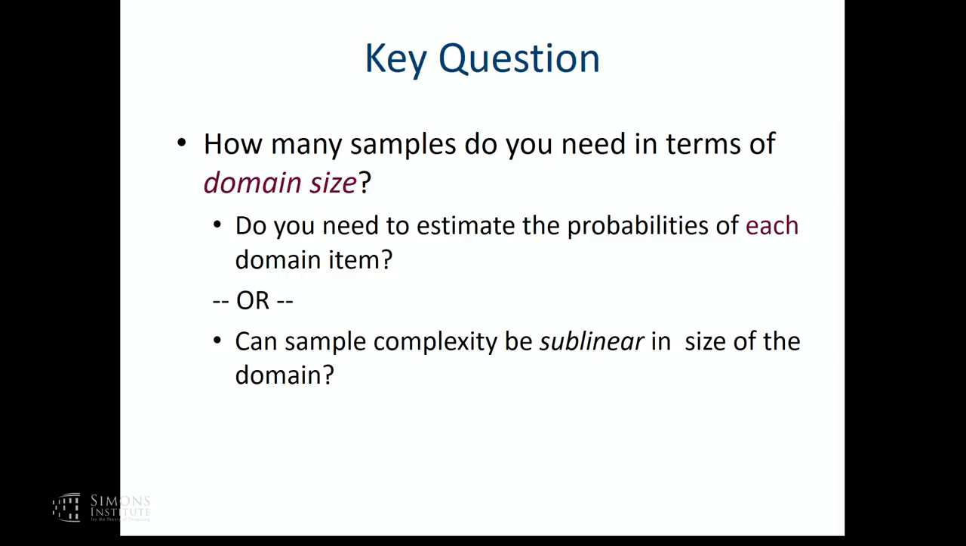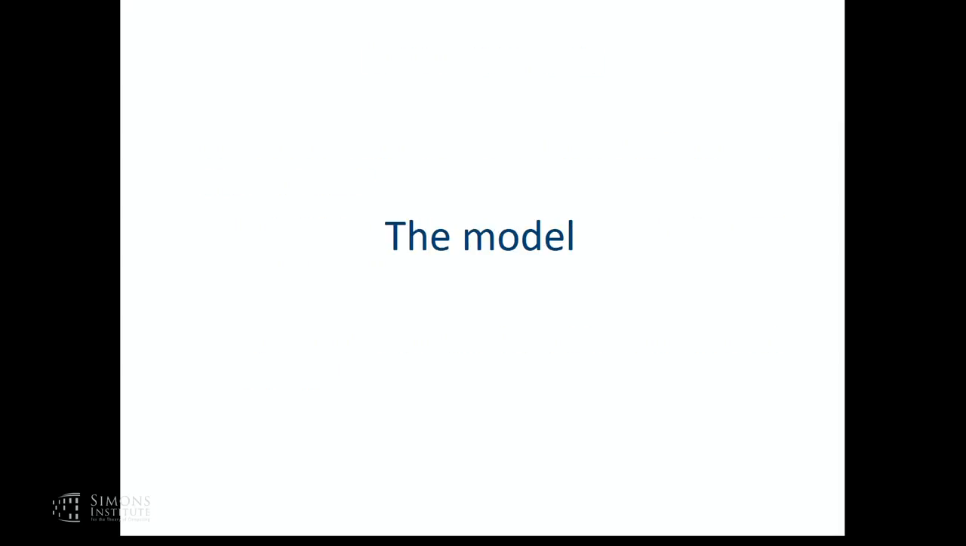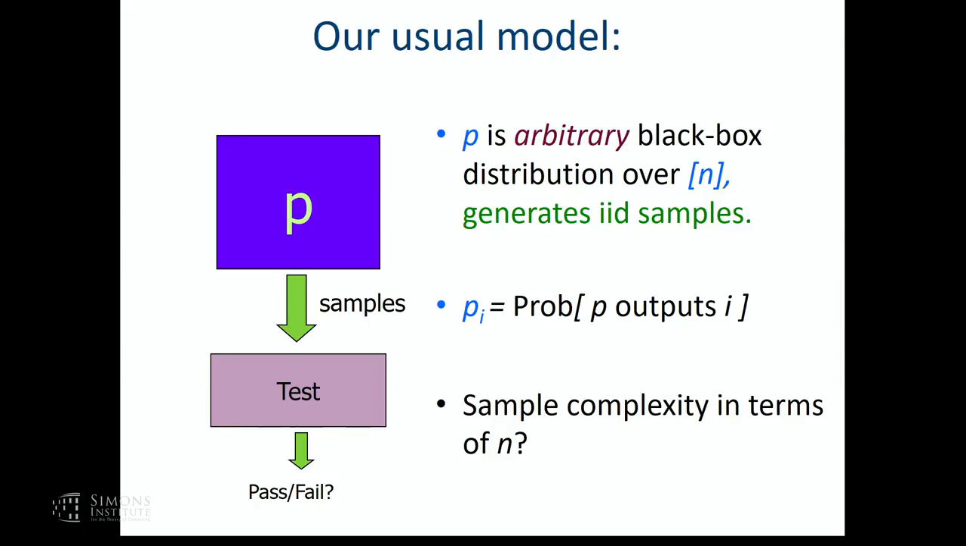Okay, so I want to take sublinear samples in the size of the domain. All right? And the question is, is this even possible? All right, so let's just tell you the model. I'm just gonna assume the distribution is given to me as a black box. I push a button, I get a sample. And all I'm gonna worry about paying for is sample complexity. I will not, in this talk, worry about running time, although the running times are reasonable.